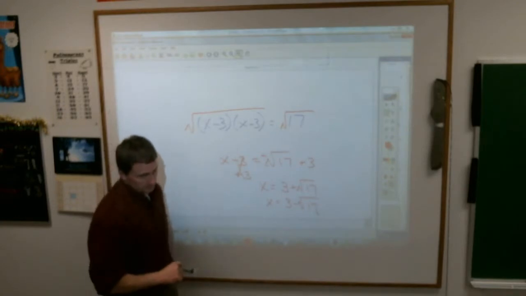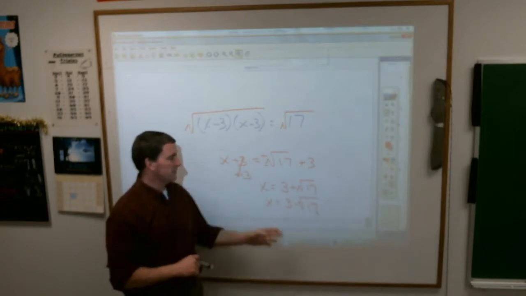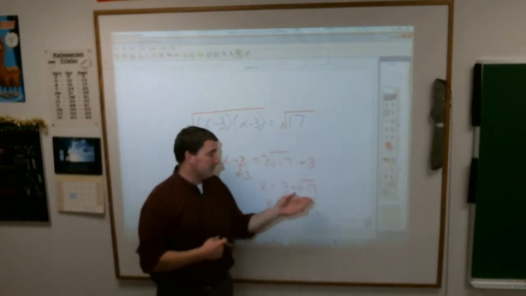You can't add it to the square root because they're not the same thing. 3 and square root of 17 are not the same thing. You could think about what the answer would be close to. If you had a calculator, you could pop in there the square root of 17.